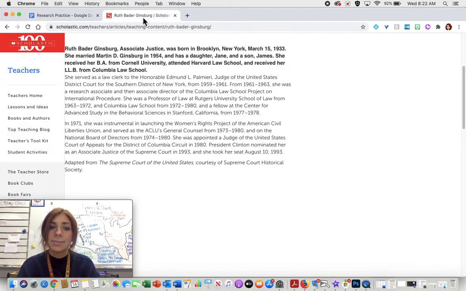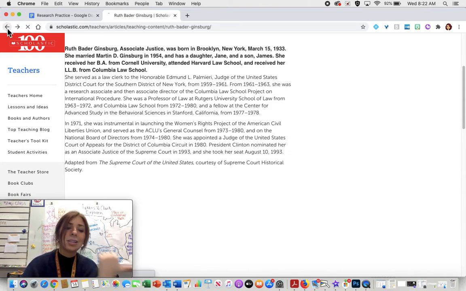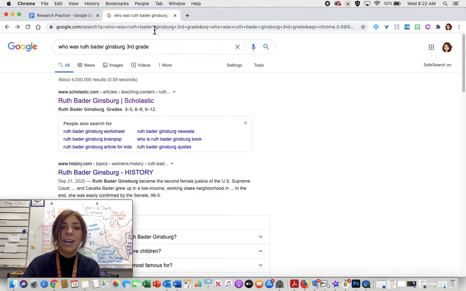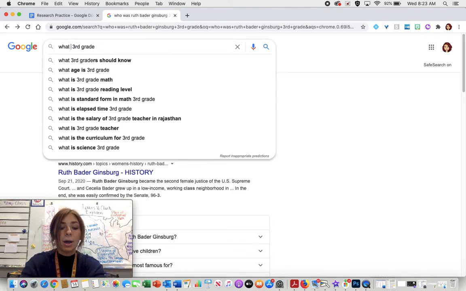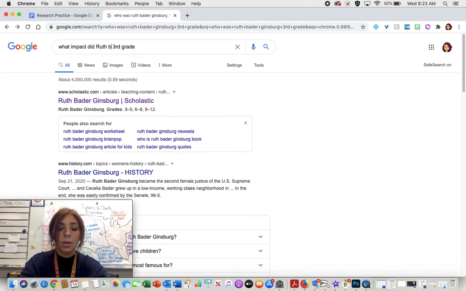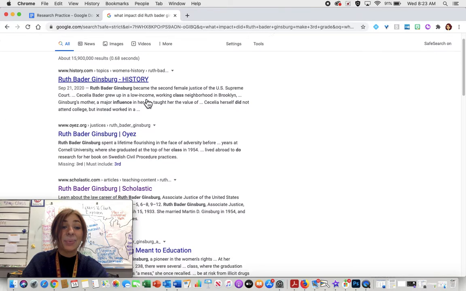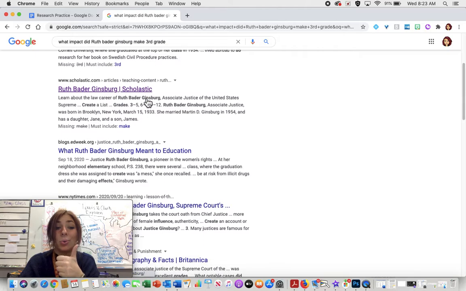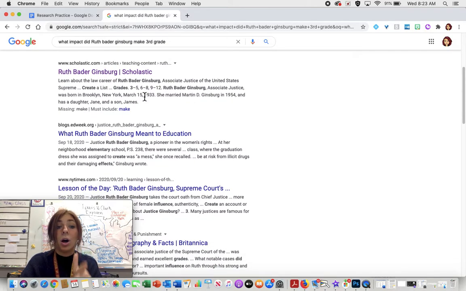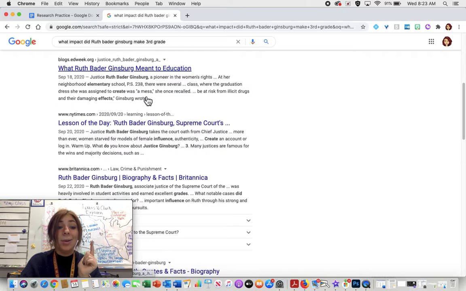So now I'm going to go back to my tab. I'm going to press the back button, so it'll take me straight to my Google, and I'm going to keep the 3rd grade here because I want to make sure that, again, I'm getting content that is appropriate for me. So I'm going to say, what impact did Ruth Bader Ginsburg make? And so again, we're going to see information that is not only credible, but we also are making sure that it's appropriate for us.